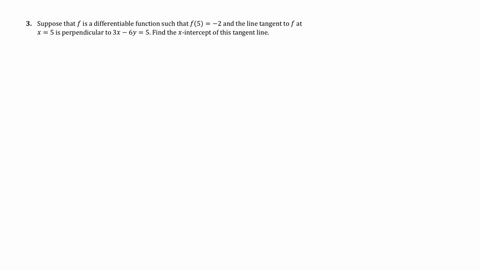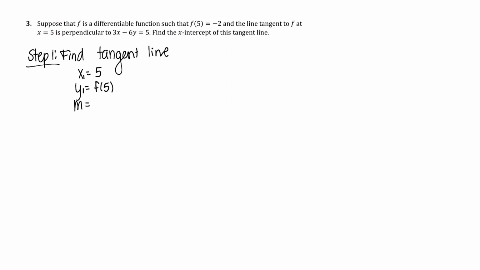So our first step, step 1, is find the tangent line. To find a tangent line, and it's really important that you break things down into these steps, you need an x value, a y value, and you need a slope. The x value is given to us. They told us 5. The y value comes from plugging 5 into the original function, which means this is from f of 5, which was actually given to us right here. They told us f of 5 was -2.